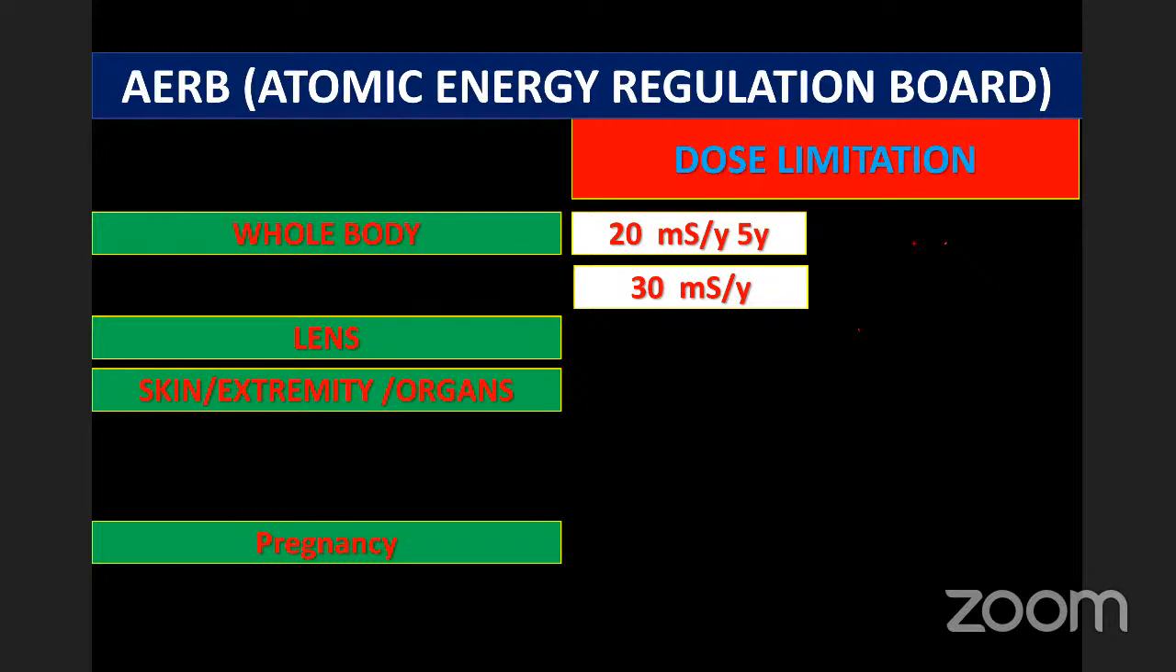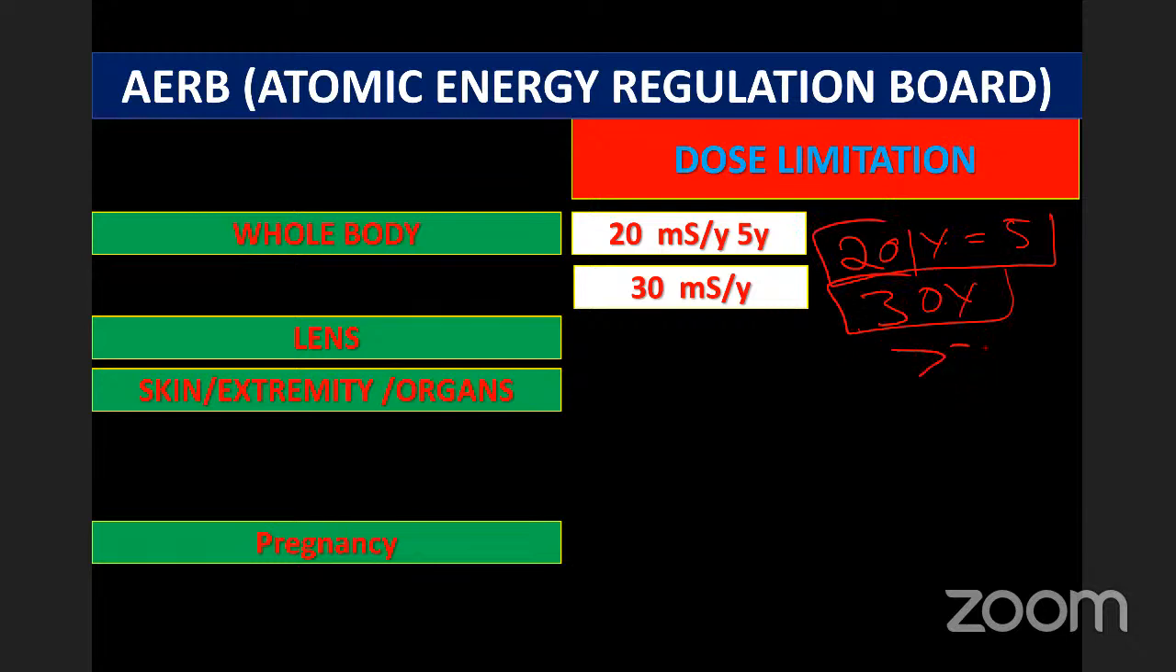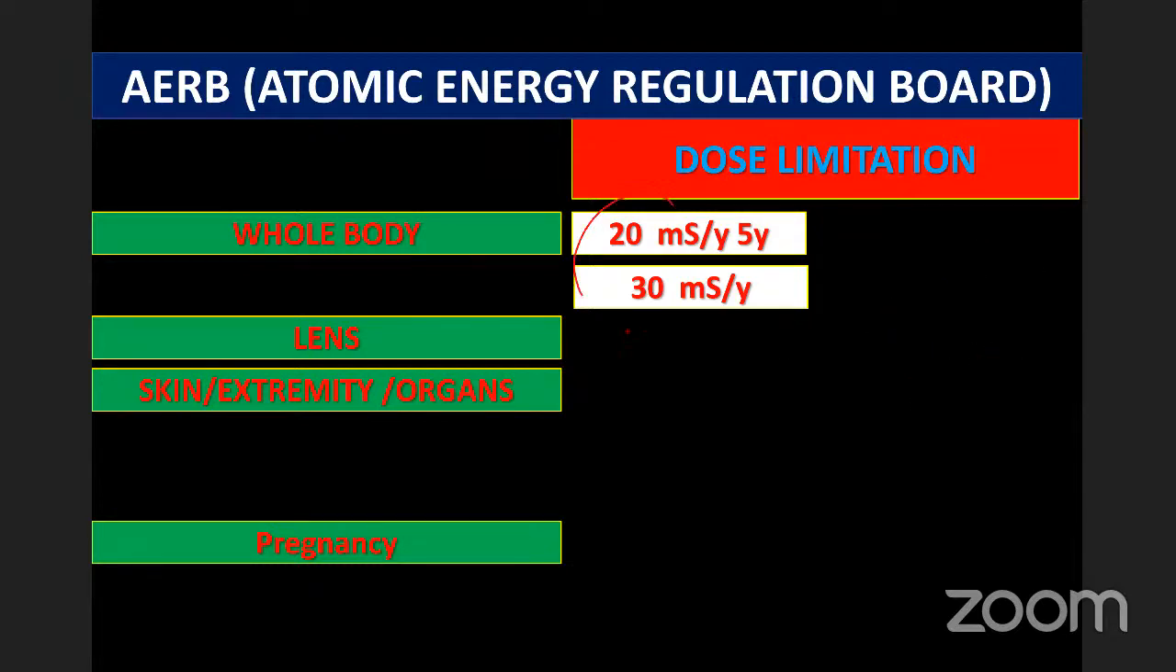Okay, so if it is 20 per year for 5 years, no problem. Or if it is 30 in a year, that is also no problem. But if it is more than 30 in a year, or more than 20 per year over 5 years, then it is beyond the limit. That's the difference between these two. I explained it so that you don't get confused. 20 millisieverts per year for 5 years is allowed, but if in 1 year you see more than 30, it is again not allowed.